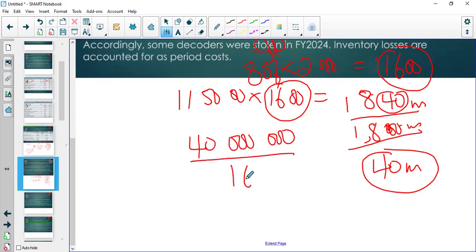Each is valued at 1,600. So how many are we missing? We have 40 million, divided by 1,600. Which means that we probably lost 25,000 decoders that were stolen.